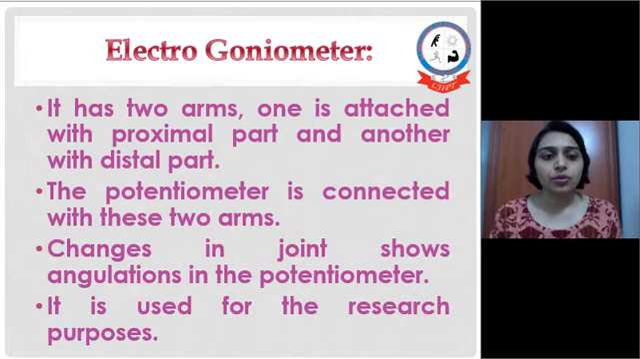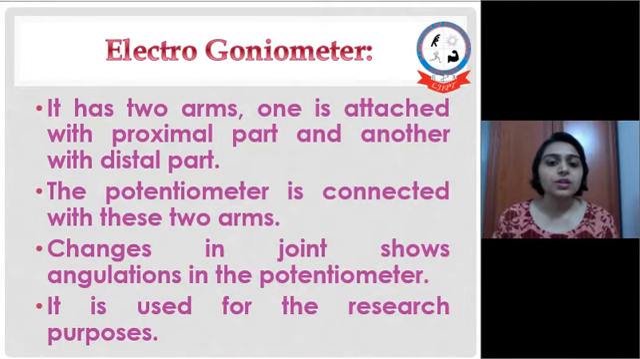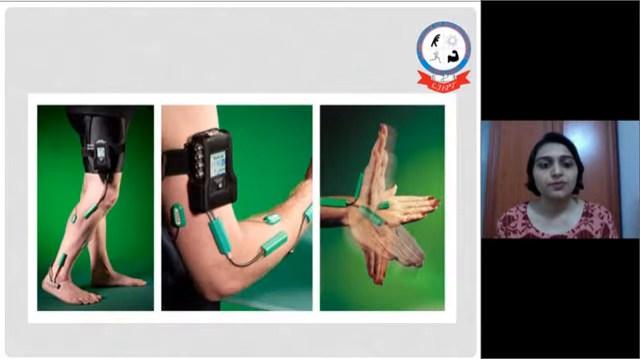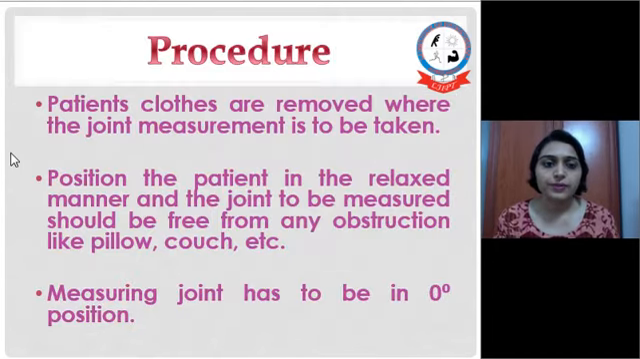Next is electrogoniometer. It has two arms. One is attached with the proximal part of the joint being moved and another is with the distal part. The potentiometer is connected with these two arms and changes in the joint show as angulations in the potentiometer. It is used for research purposes. Here we can see an electrogoniometer. It has proximal and distal parts and a potentiometer which will give a correct range of motion. So this can be used for research purposes.